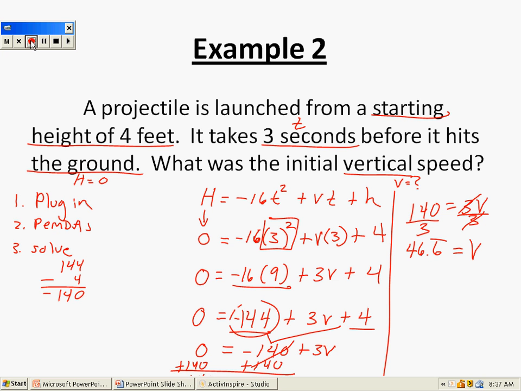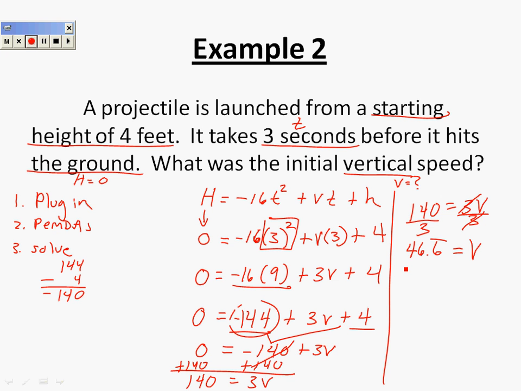What are my units? Feet, seconds, or feet per second? It's feet per second because it's the speed. So that's how fast it was going. And that's how you write feet per second, by the way. So go ahead and write that. Feet, fraction bar, second. That means every second it's going 46.6 feet higher up. Now really, since it's under the effect of gravity, it gets slower and slower as it goes up. But that's your starting speed. All right.